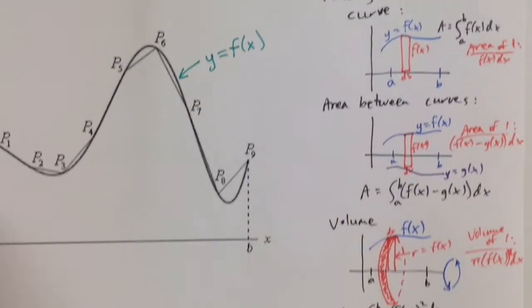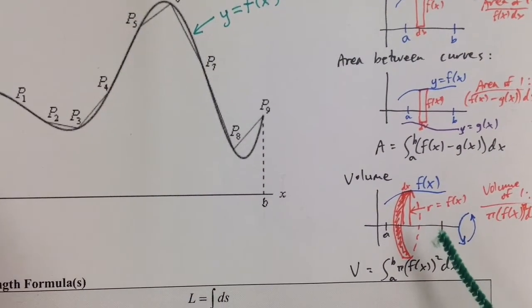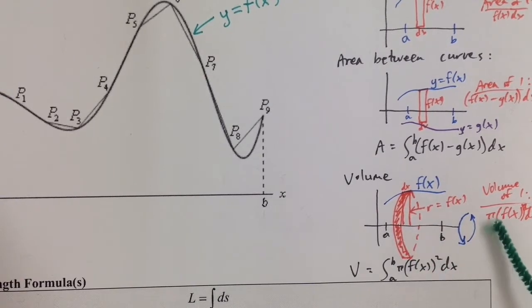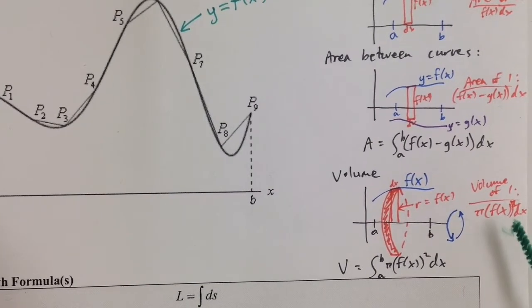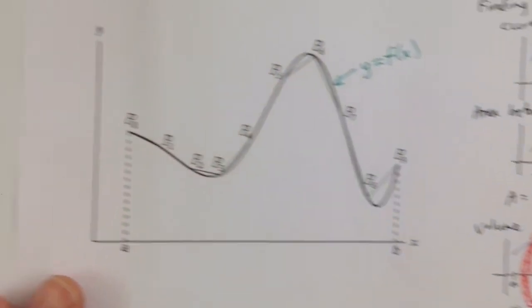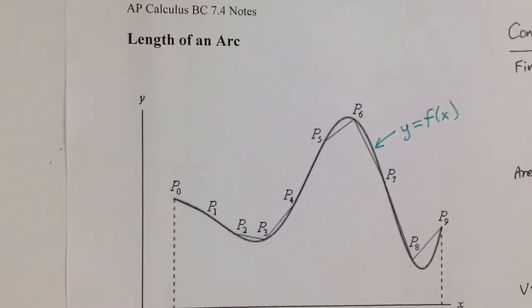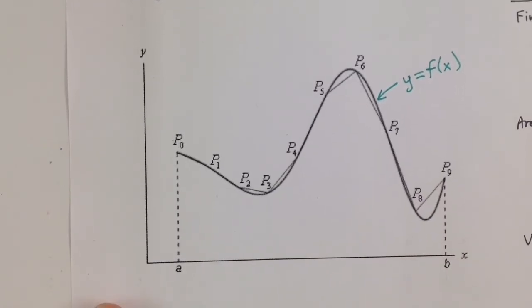Then we got into volume, section 7.3. If we found the volume of one cross section, in this case a disk, pi r squared dx, and r was f of x, so pi f of x squared dx gives us the volume of one disk, and if we integrate from A to B, we get the total volume of that solid. Fast forward to 7.4, and we've got the length of an arc.